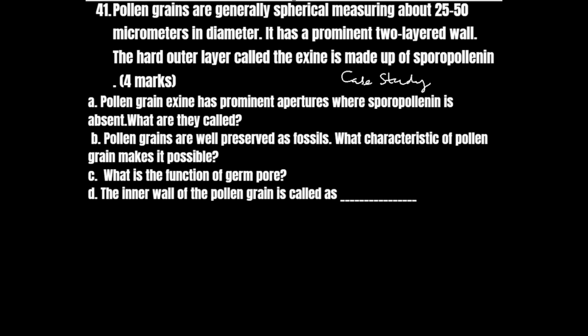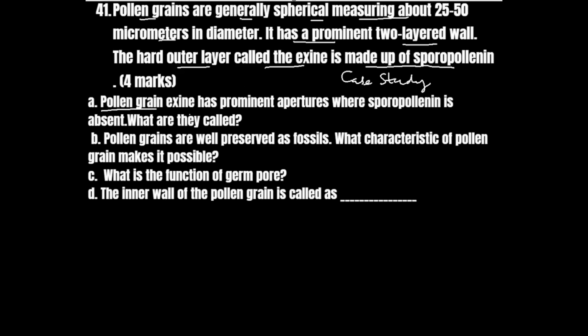Carrying 4 marks. Pollen grains are generally spherical, measuring about 25 to 50 micrometers in diameter. It has a prominent 2-layered wall. The hard outer layer called the exine is made up of sporopollenin. Now the questions are, option A.